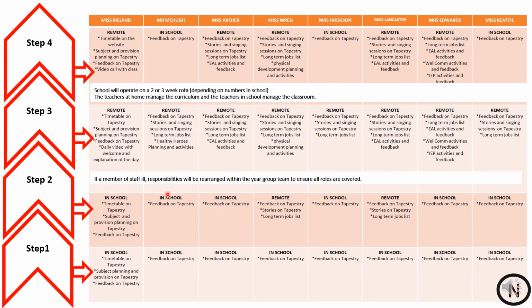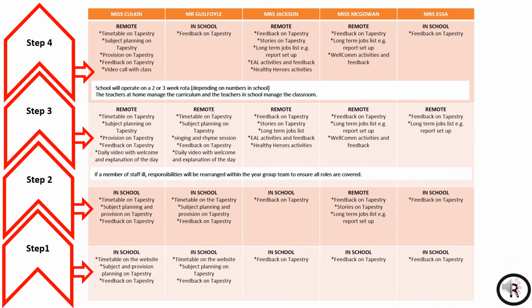And then as we go up, more and more people, this stage here, everybody would be remote because it would be a 2-week closure, and they have mapped out the different responsibilities they would be in charge of. And step 4, in full lockdown, we've made it so a couple of members of staff are in school and the rest are remote. And that is the same as we move through.